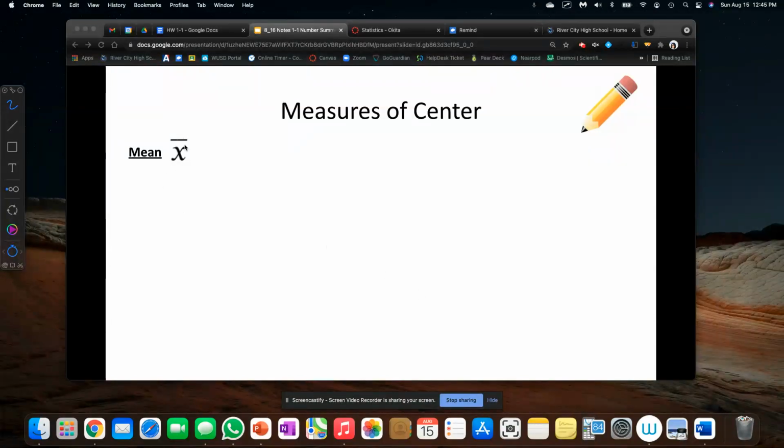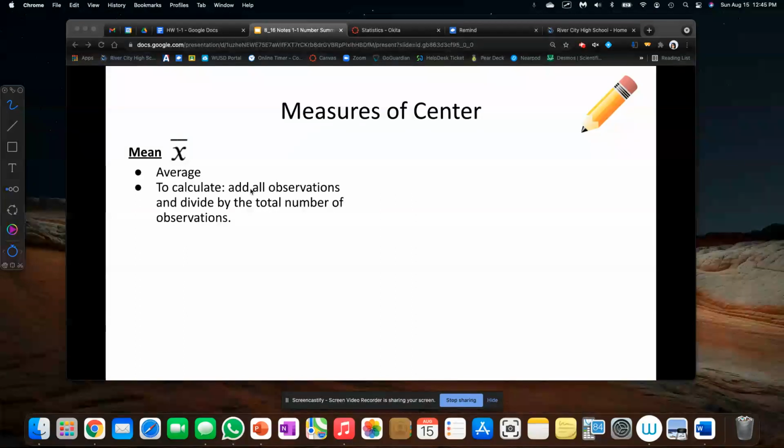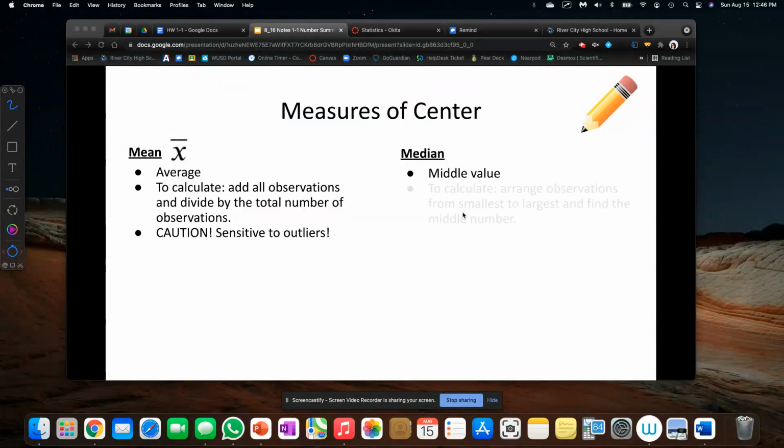So mean is usually denoted by this symbol X with a bar over the top, and we say it as X bar. The mean is the average. So to calculate, we add all our observations and divide by the total number of observations. We do have to be careful with the mean because it is sensitive to outliers, meaning if you have an outlier on the upper end, it's going to pull the average up, and vice versa on the lower end.